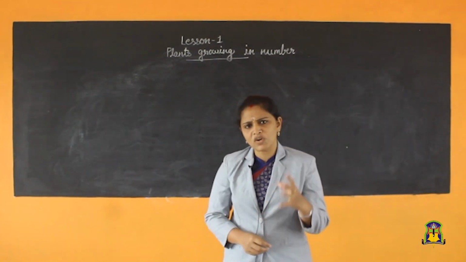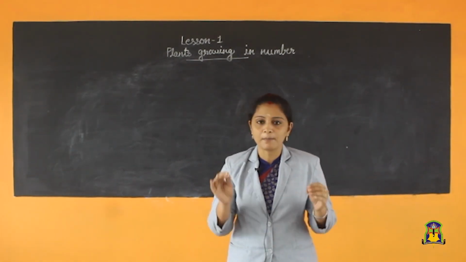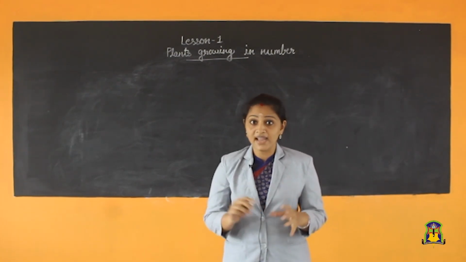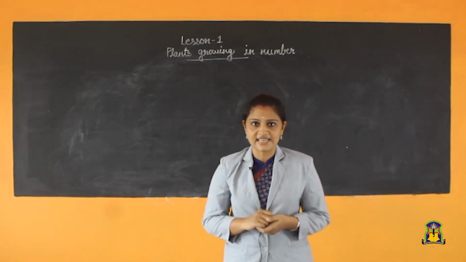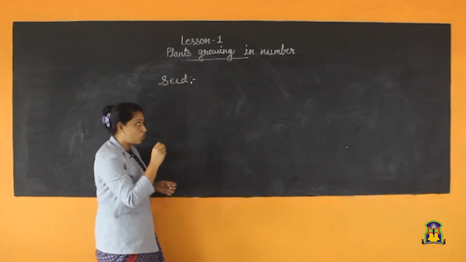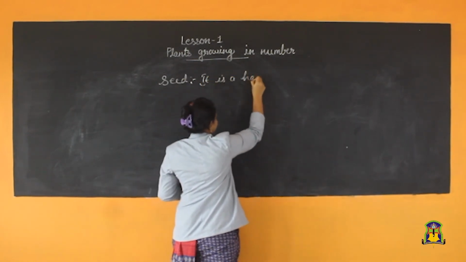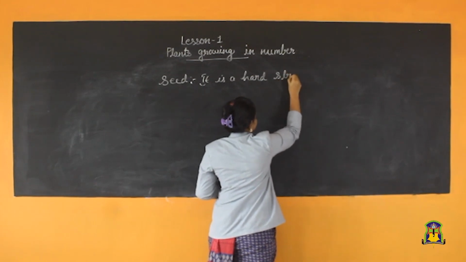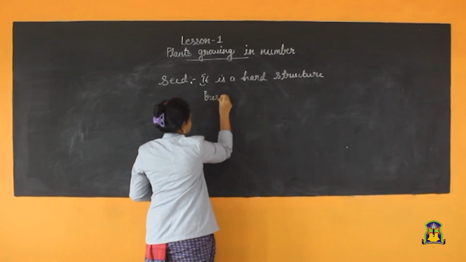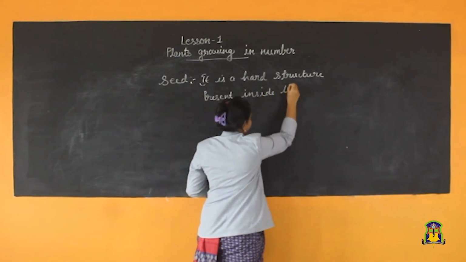Then, what is seed actually? Seed is a hard structure present inside the fruit. Okay, so what is seed? Seed is a hard structure present inside the fruit. Okay, seed. First we need to study what is seed. It is a hard structure present inside the fruit.